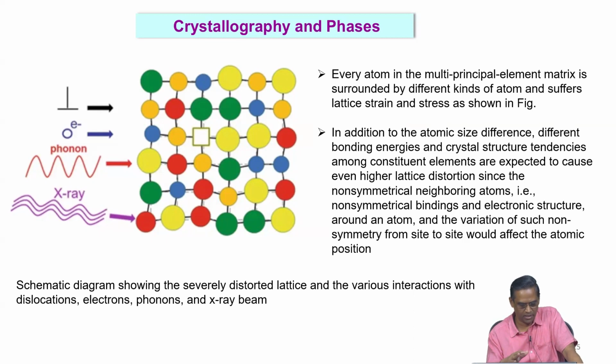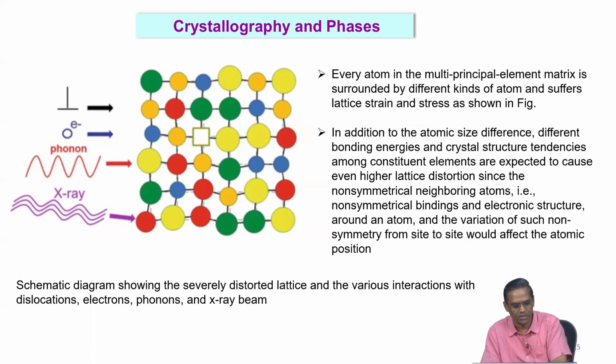Suppose you imagine that I do not have this distorted one. In a normal lattice, what do you expect in terms of how the dislocation will pass through, or how an electron will pass through, or how a phonon will pass through that lattice, and how an X-ray will pass through the lattice? What is the difference if I replace this? Or you just tell me, in a normal lattice, what do you expect? Then we will come to this. Then it is easy to compare.